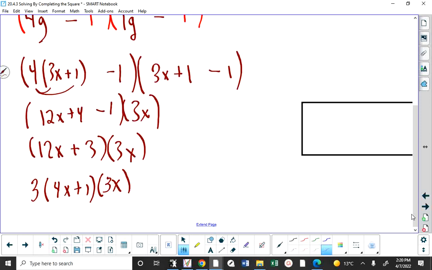Everybody, normally when we say factor, we don't multiply the factors together, right? That defeats the purpose of having it factored. But when you have a monomial and a monomial, we put them together. So rather than writing 3 and then 3x later on down the road, we just write 9x. So the answer to this question will be 9x times 4x plus 1. And that's what you would do for any of these.